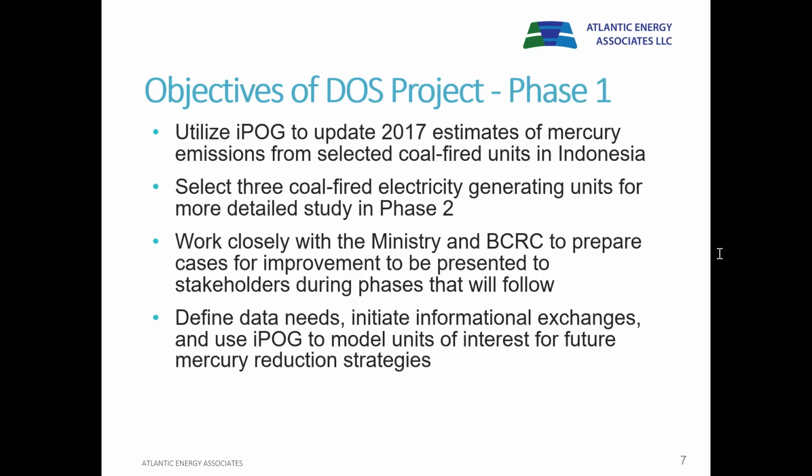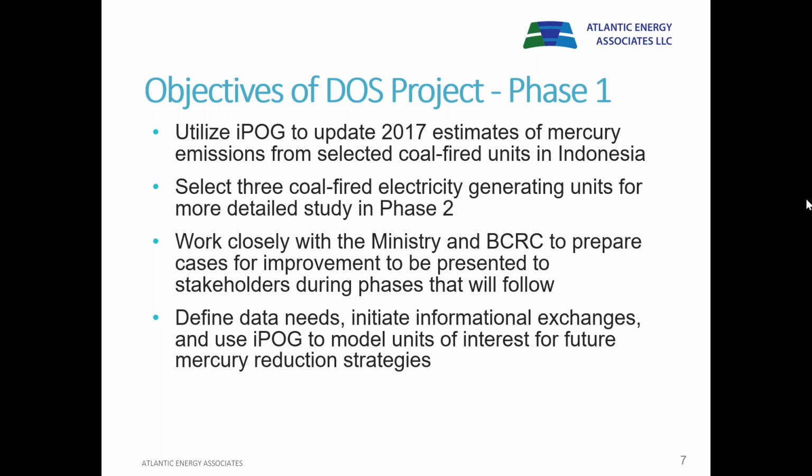So now let's go to this project funded by the U.S. Department of State, for which we are very grateful. Again, this is describing phase one. So the first objective was to utilize the UNEP tools, mainly iPOG, to update 2017 estimates of mercury emissions from power units in Indonesia. Of course, in 2017 it was very current and groundbreaking, but here we are in 2021. Time flies, so we need to update and make estimates more precise.